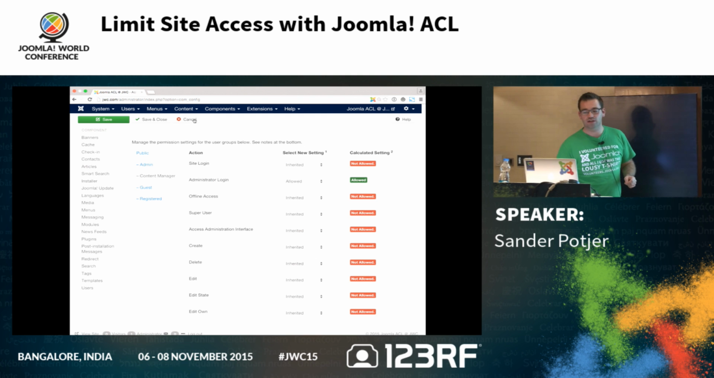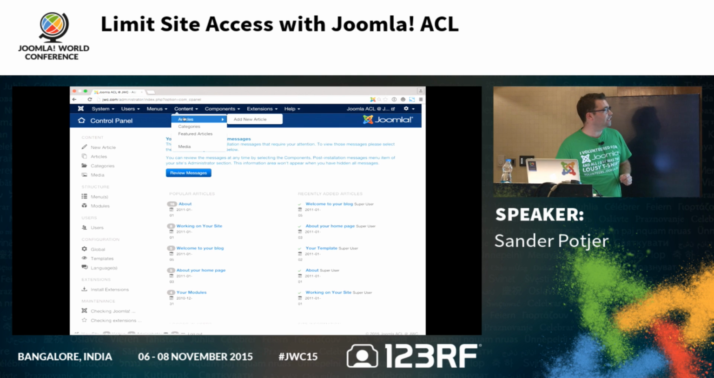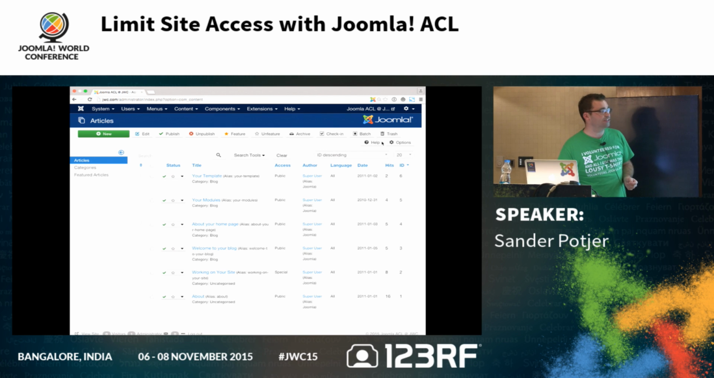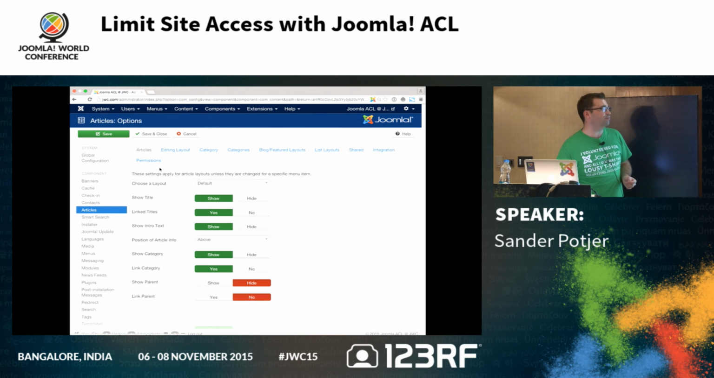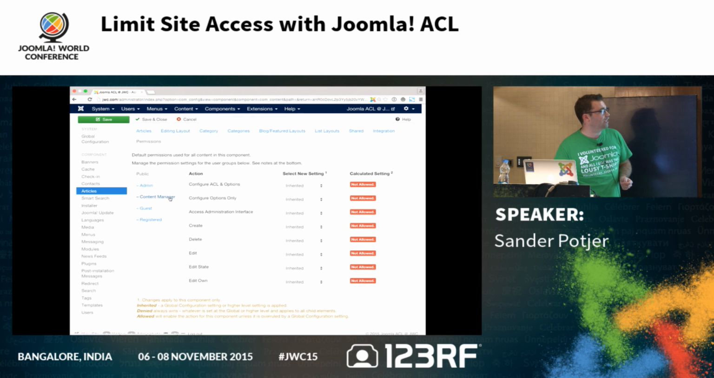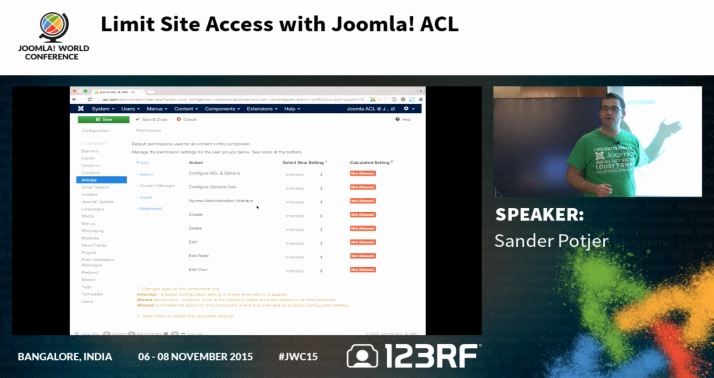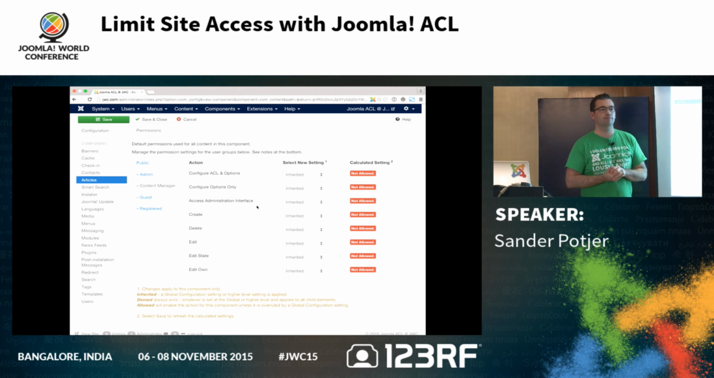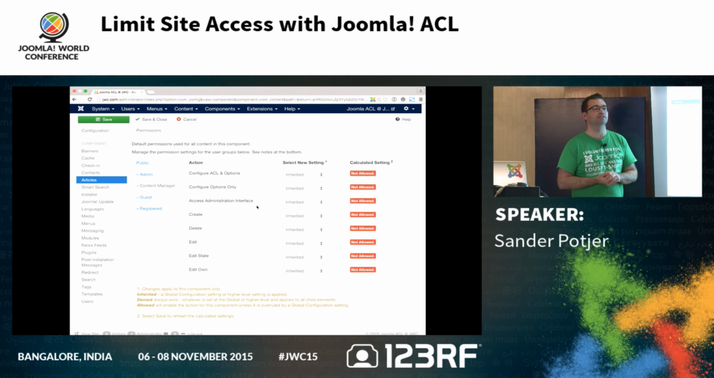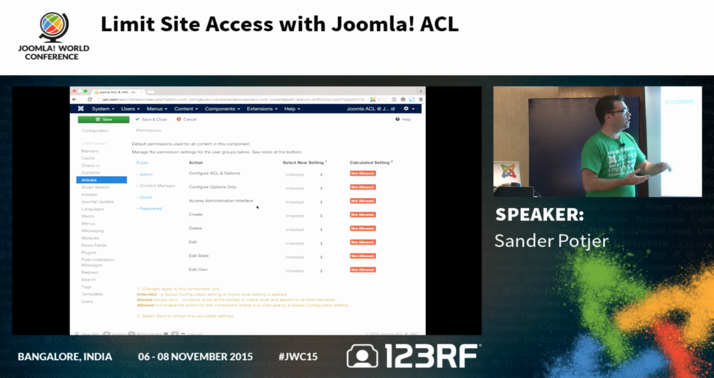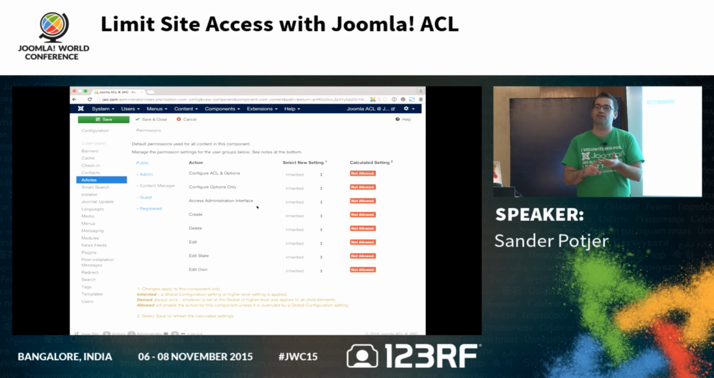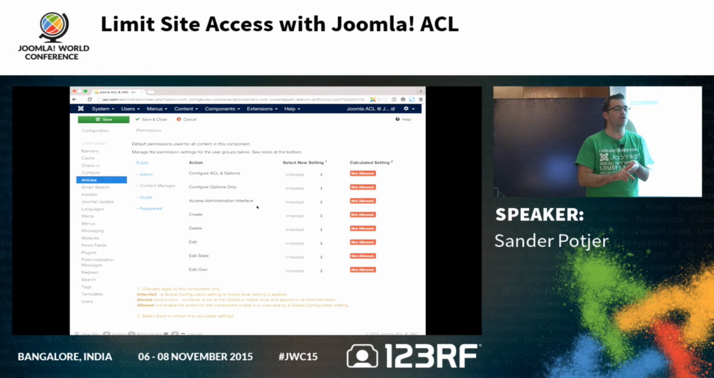So I close this window. I go to the article manager, click on the options button. And again, there's a tab with permissions. We click on the content manager group. And we see the available actions for this component. What do you notice? Are there more or are there fewer actions available? Fewer. Correct. You don't see the admin login, site login, and offline access anymore, because they only apply to the entire website. We only see what really applies to the article manager.